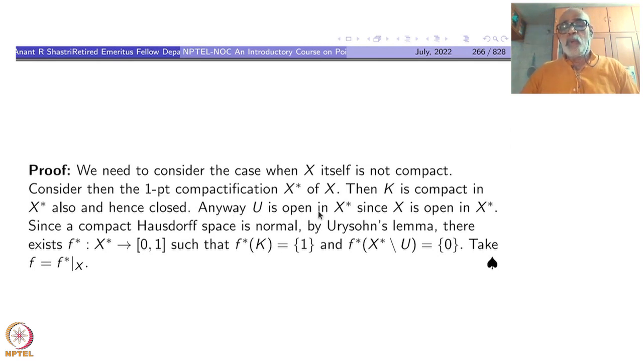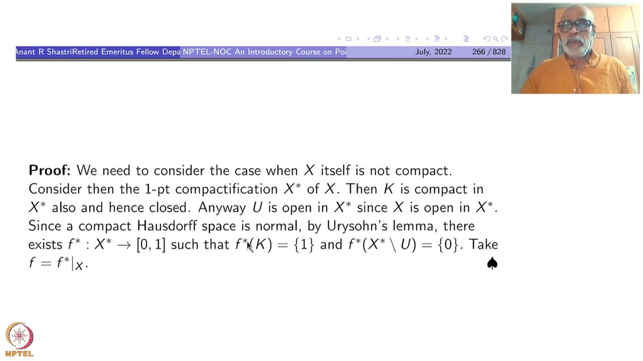Anyway, U is open in X star, since X is open in X star. Since a compact Hausdorff space is normal, that's all the time I'm using, by Urysohn's lemma you get this. So instead of local compactness, you are able to convert the whole thing into a compact space by compactification. This was one of the themes I had told you, why people study compact spaces and compactifications.